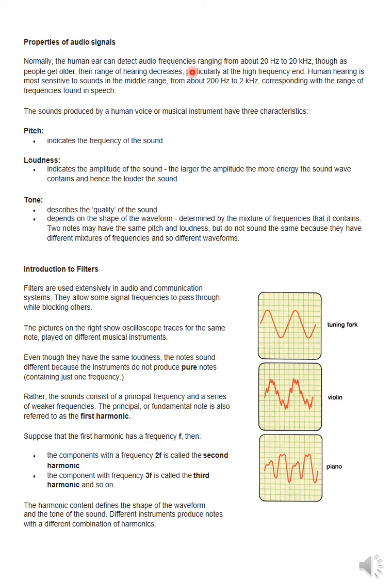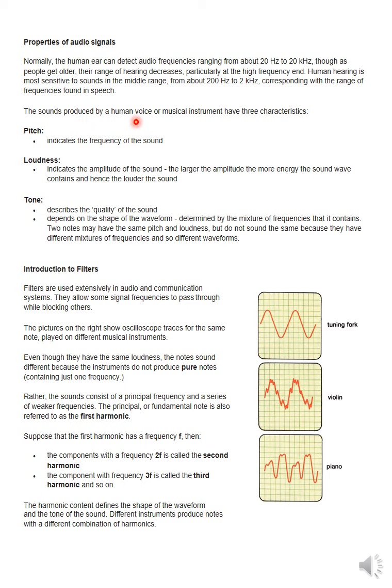Human hearing is most sensitive to the sound in the middle range from 200 hertz to 2 kilohertz, corresponding with the range of frequencies found in speech. So whatever we speak, this is the normal frequency of the speech which we talk with someone else. If we are increasing it beyond this, then either we are speaking too fast or loudly also.